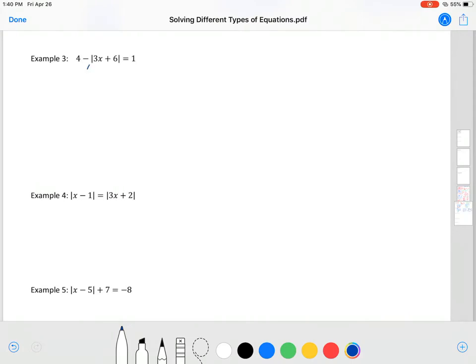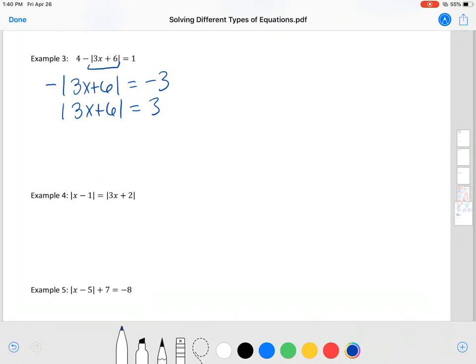Okay, we have to isolate the absolute value first, which means I have to subtract 4 from both sides. So 1 minus 4 gives me negative 3. And then I'm going to divide by negative 1 on both sides. And I get the absolute value of 3x plus 6 is equal to 3.